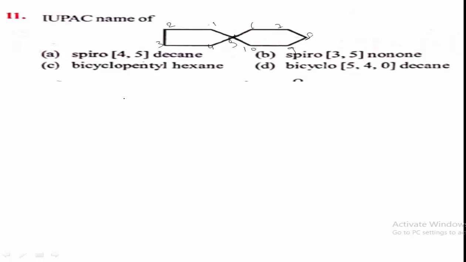Yes, what is the name? I told you the word spiro is used in the presence of spiro compounds, and first the remaining carbon atoms in the smallest chain. Yes, it contains, look, this structure has 1, 2, 3, 4.